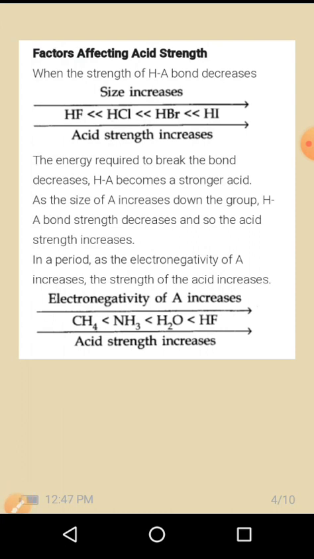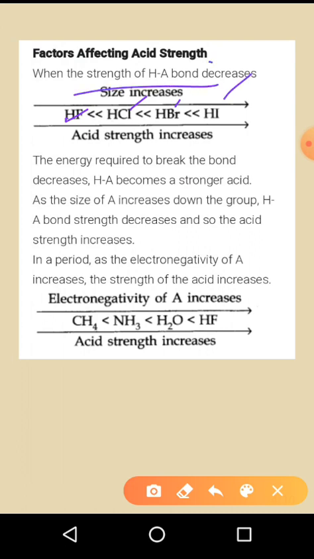Next one, factors affecting the acid strength. When the strength of the HA bond decreases, the acid strength also varies. Here HF is less acidic than HCl, then HBr and HI. The size increases from this side and the acidic strength increases from this side. The energy required to break the bond decreases.